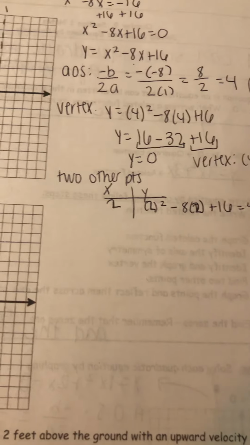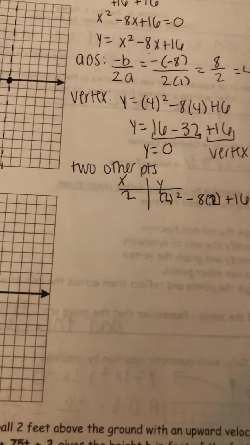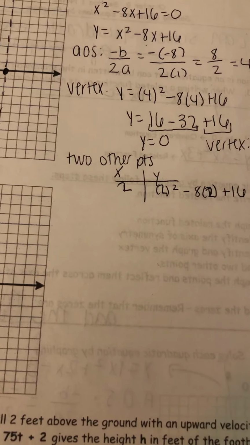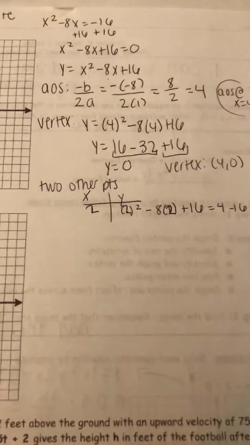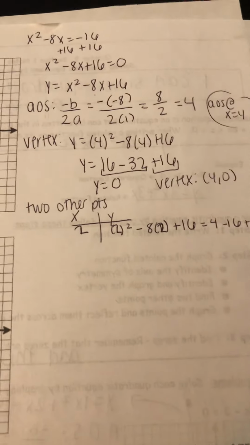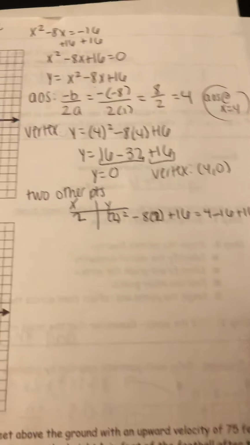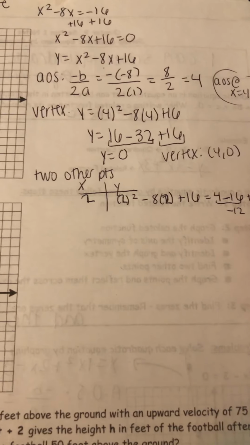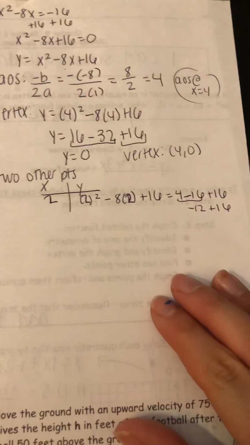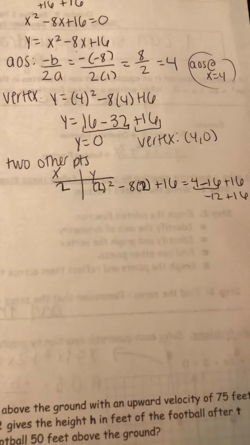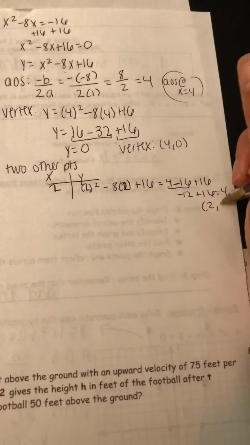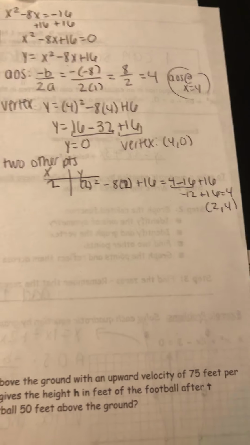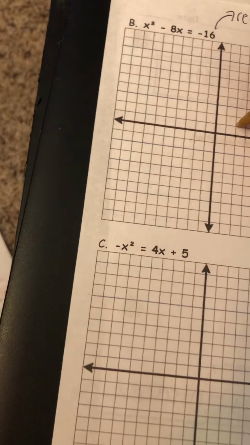So 2 squared is 4. -8 times 2 is -16. And then plus 16. I probably actually wouldn't be off the graph. I just did 2 when I did it by myself at first, so I want to make sure I'm doing the same numbers. 4 minus 16 is -12. -12 plus 16 is 4. So that means I have a point at 2, 4. And I can go ahead and plot that.